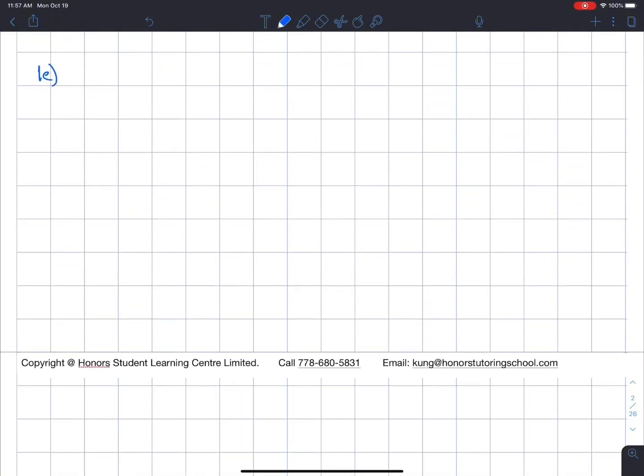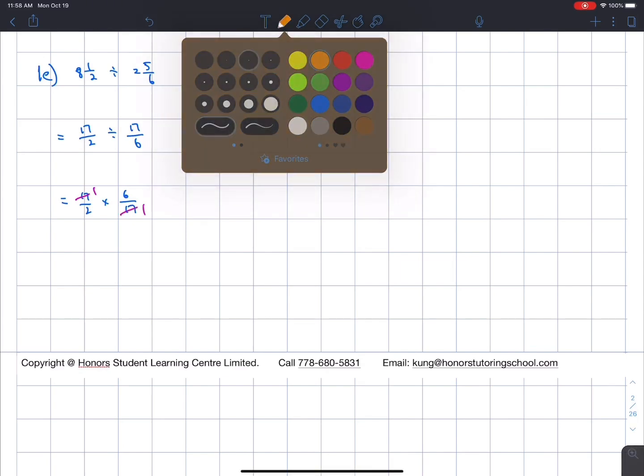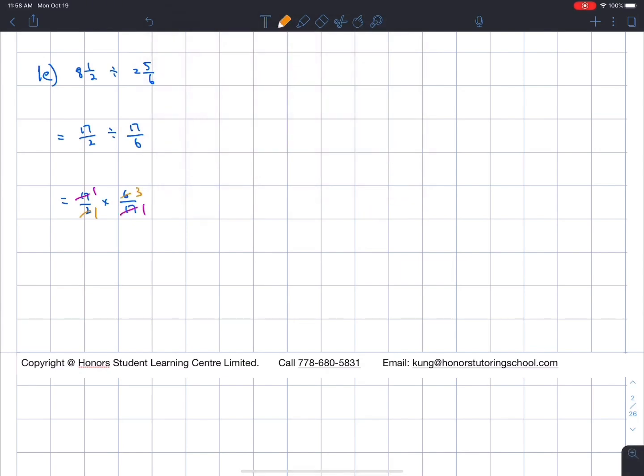1E. 8 times 1/2 divided by 2 and 5 over 6. 8 times 2 is 16, plus 1 is 17, so 17 over 2 divided by 6 times 2 is 12, 12 plus 5 is 17. Change this to times by taking the reciprocal of the divisor. These two are the same, I can just cross it out. Divide by 2 to get 1, divide by 2 to get 3. So my answer will just be positive 3, because 3 over 1 is the same as 3.